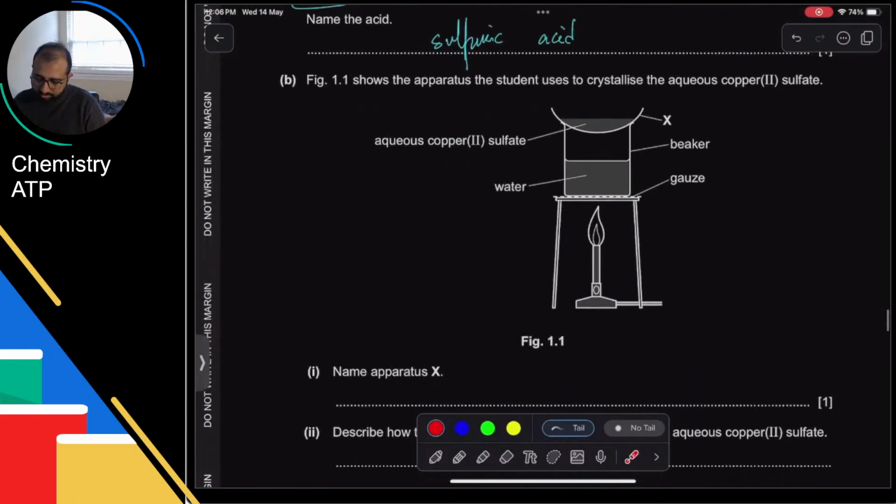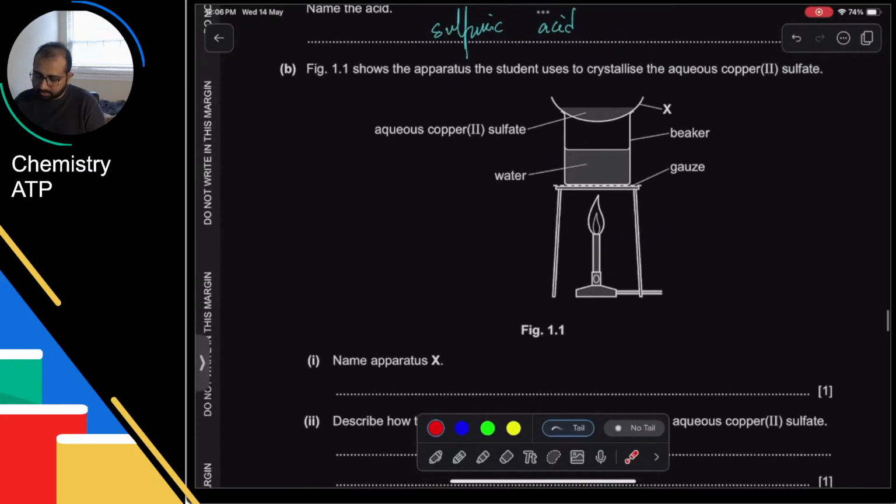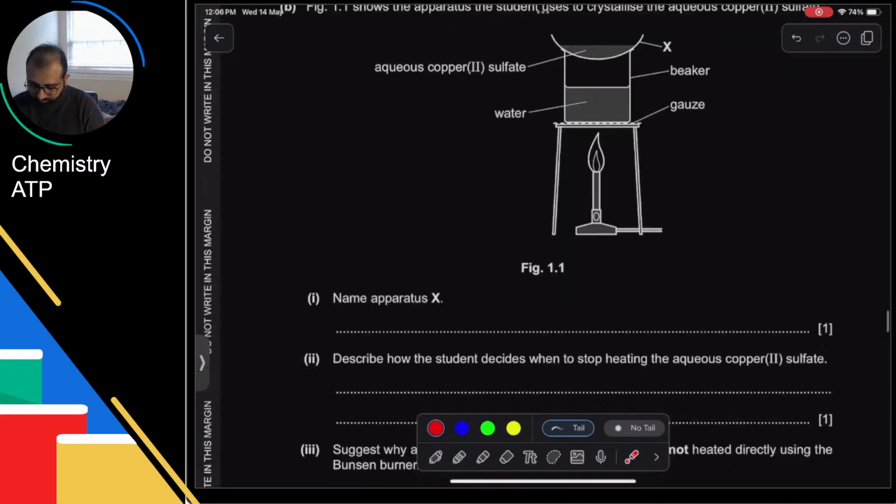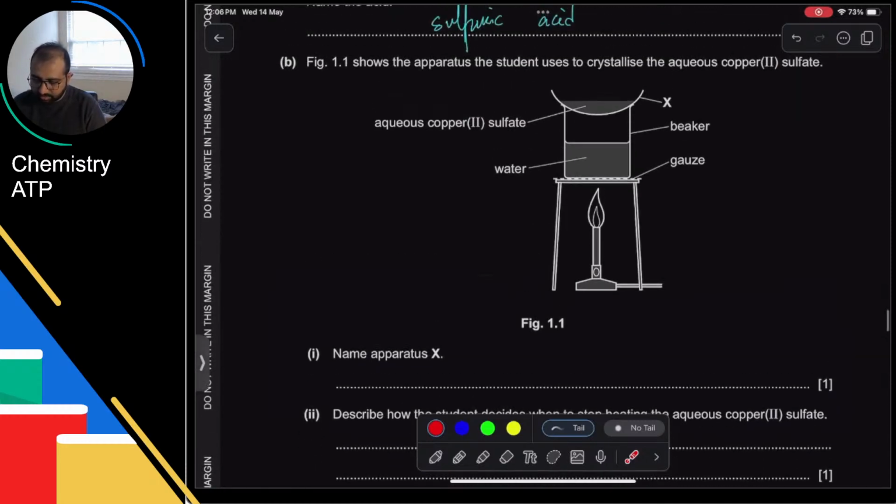Okay. Shows the apparatus the student uses to crystallize copper 2 sulfate. Okay, what's he doing? He's heating it up, giving it a water bath kind of thing. This water is going to heat up, it's going to release that heat again, and then that heat is going to go. The advantage of this is that water absorbs that heat and then it transfers it much more uniformly than this thing. The disadvantage is it's a really slow process. Okay, name apparatus X. What is apparatus X?